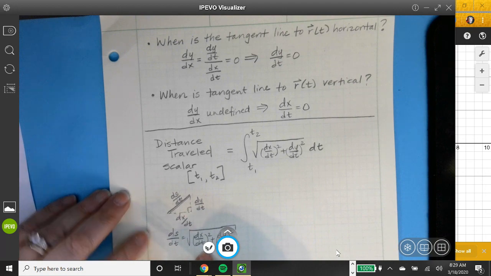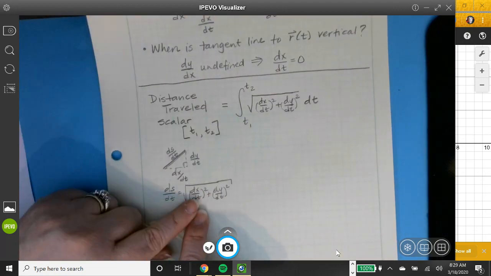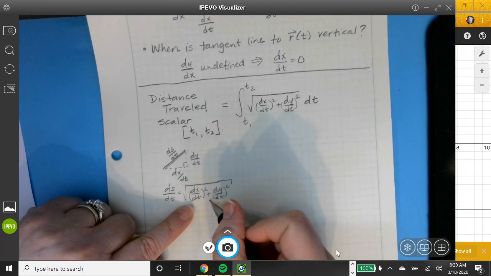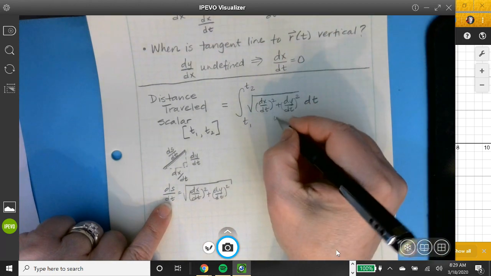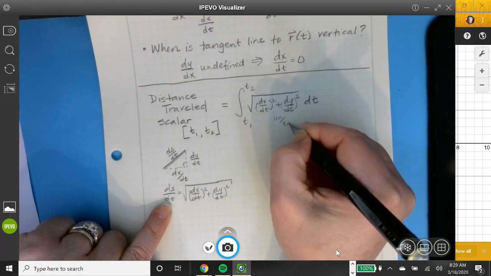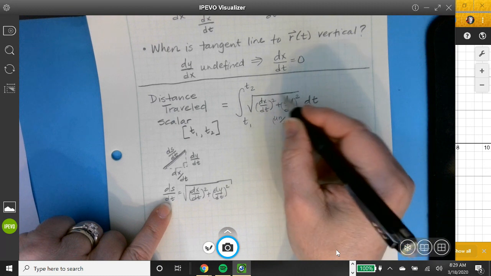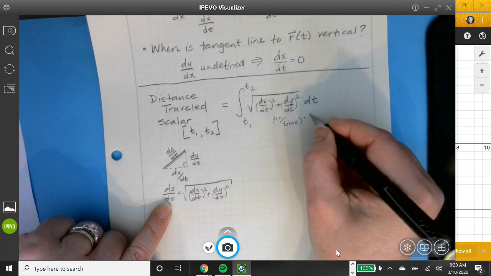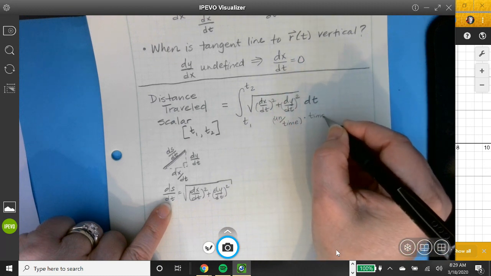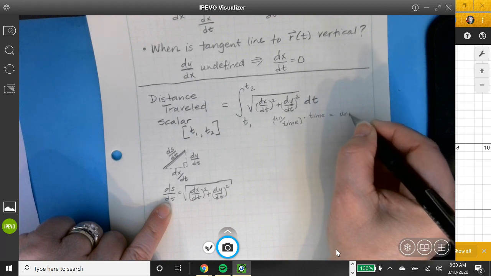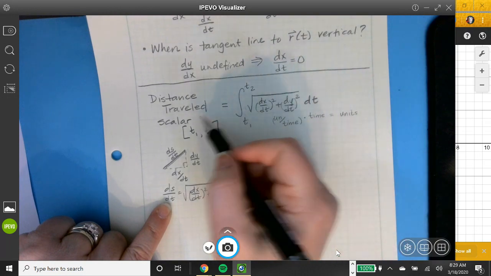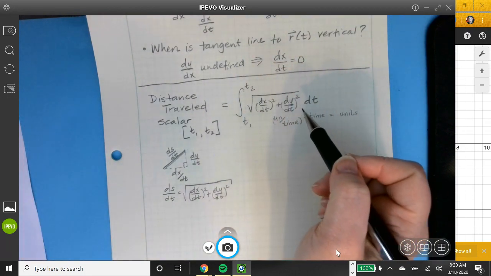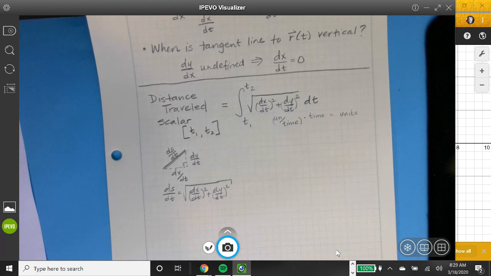Now let's see if that makes sense. We said that this right here is going to be in meters per second, or some unit over some time. And since this is speed, I multiply it times time. What do we get? We get units. So the units work out here. So this is the distance traveled, and it's a number, it's a scalar.